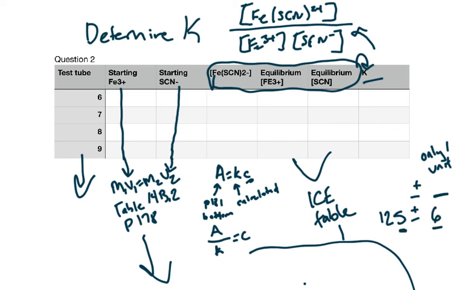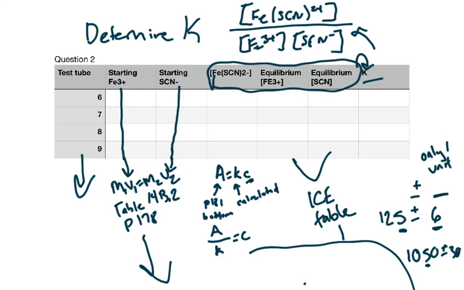Where this digit is and where this digit is need to match. Let's do 1,050 plus or minus 30, something like that, so that your error here and your error there are in the same spot. If you have questions about that, please let me know. I can explain that more. We went over that towards the beginning of last semester in lab.